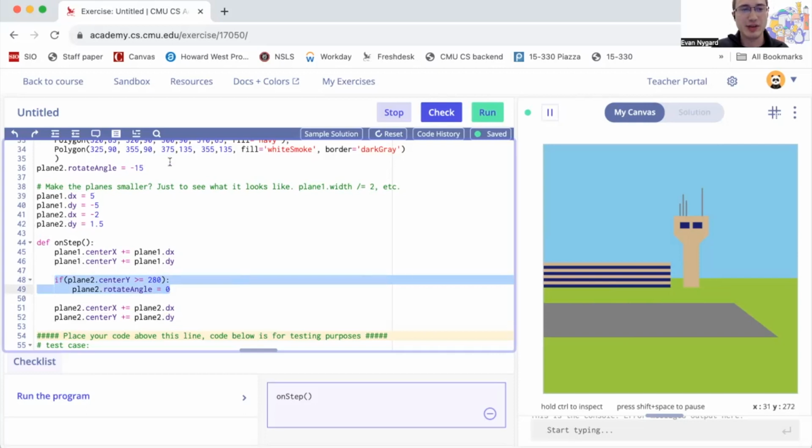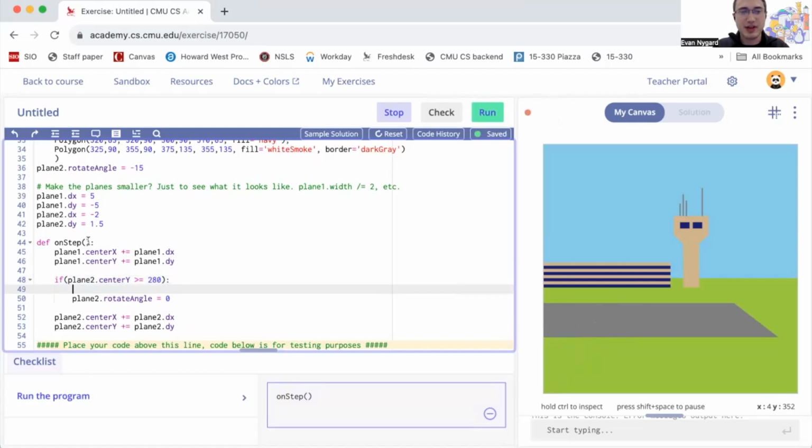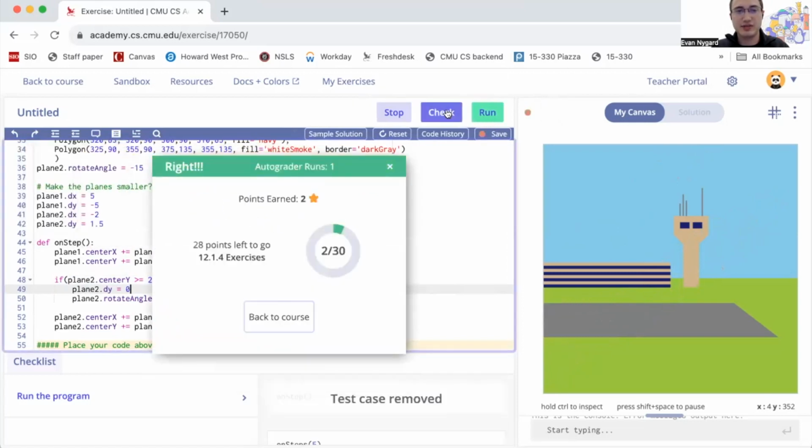The rotate angle used to be -15. Now the rotate angle is 0. So that should be covering the case when the plane actually lands on the runway. You can see that the rotate angle actually changes when we hit the runway. It just keeps going down. So what we need to do is add something else. We need to reset the change in y to be 0. Once we do that, that'll cause the plane to stop moving down, and that should give us the equal behavior that the solution has. And we can see that that is what it does.